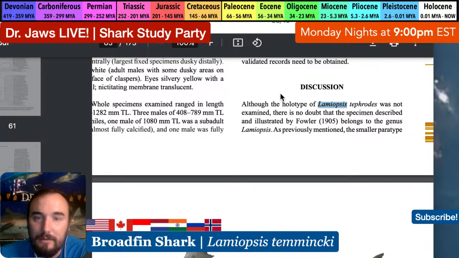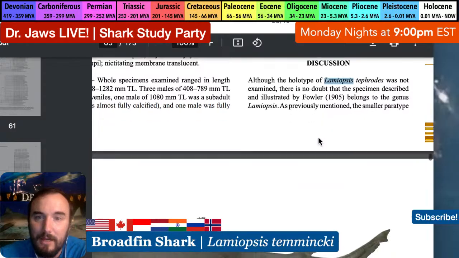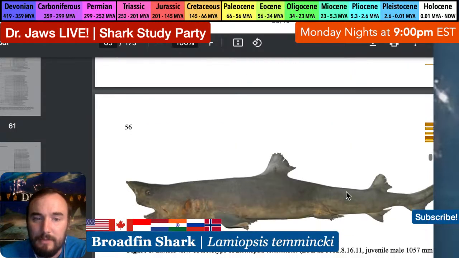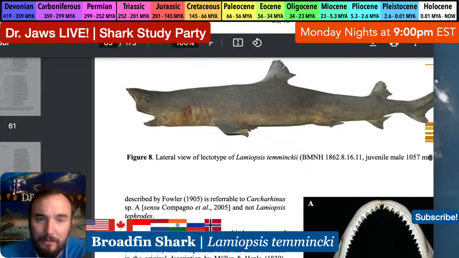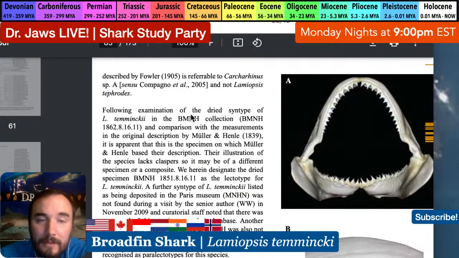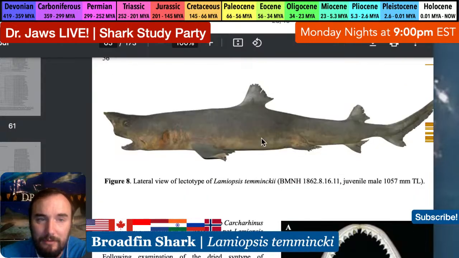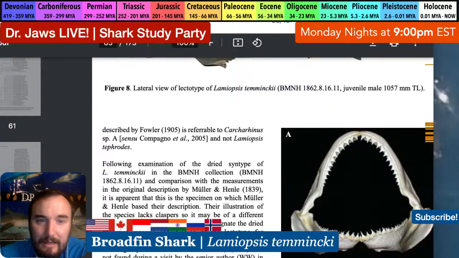Let's see. Discussion. Although the holotype of Lamopsis tephroides was not examined, there's no doubt the specimen described and illustrated by Fowler belongs to the genus Lamopsis. As previously mentioned, the smaller paratype described by Fowler is referable to Carcharodontis species A, and not Lamopsis. Following examination of the dried syntype of Lamopsis temmincki in the British Museum of Natural History collection, so they examined this individual right here, in comparison with the measurements of the original description by Mueller and Allais, it is apparent that this is the specimen on which Mueller and Allais based their description. Oh.